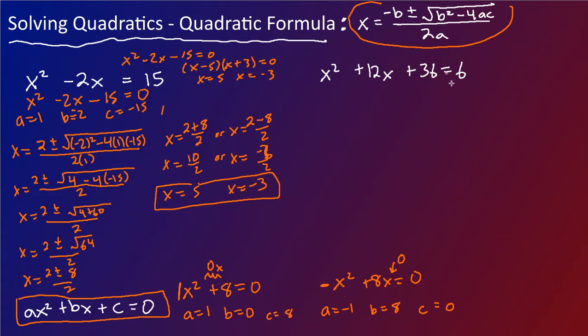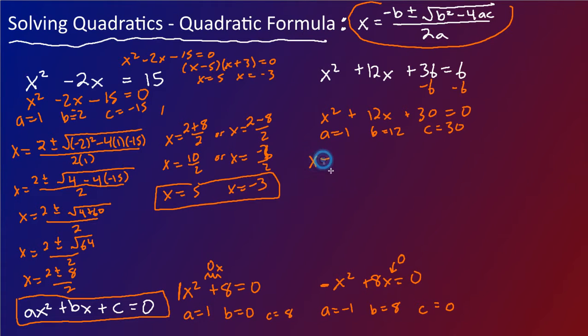On this next example, I don't have a 0 here, so I'm going to have to subtract this 6 over. It's very tempting to start by saying a, b, c, but having never moved everything over. Everything needs to be on one side. Okay, so in this case, a is 1, b is 12, and c is 30.